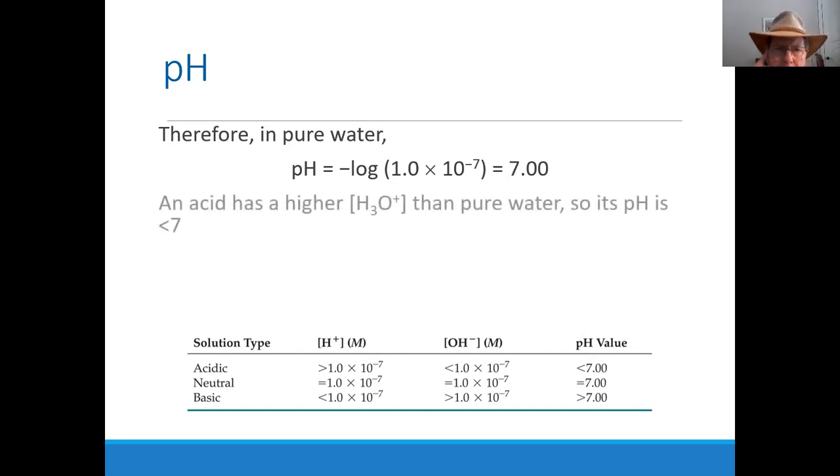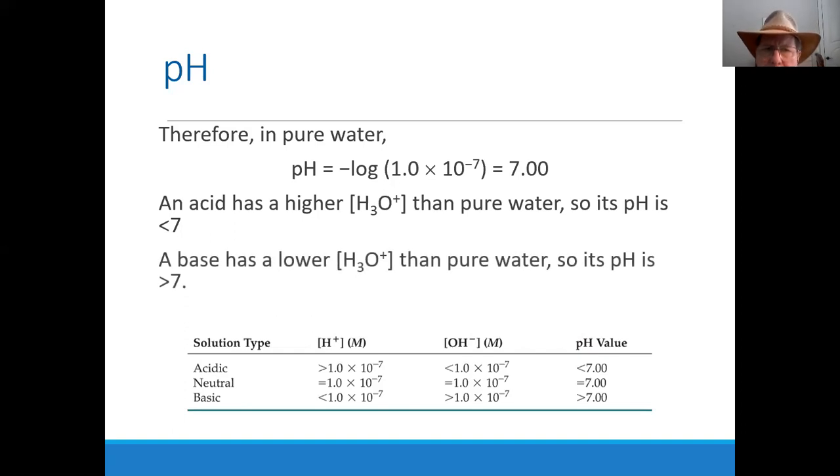Now, if my acid has a higher H3O+ concentration than pure water, that means this exponent number is going to be smaller. If the exponent is smaller, then the log of this number is going to be less in magnitude. So my pH is going to be less than 7.